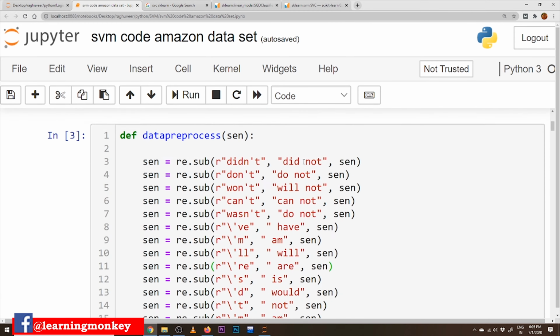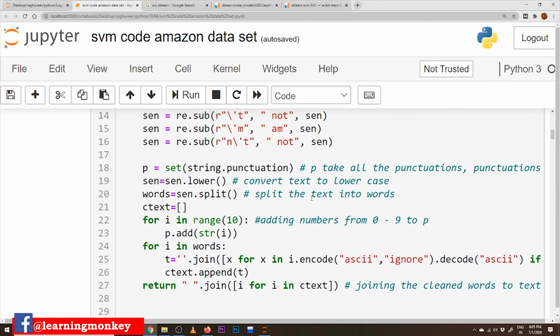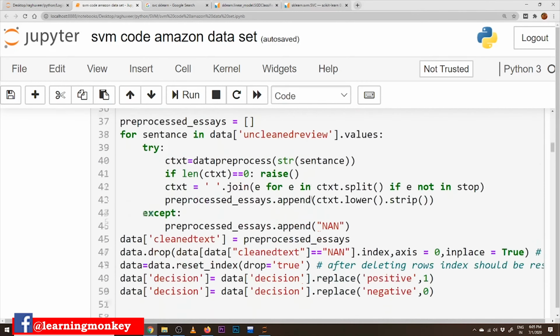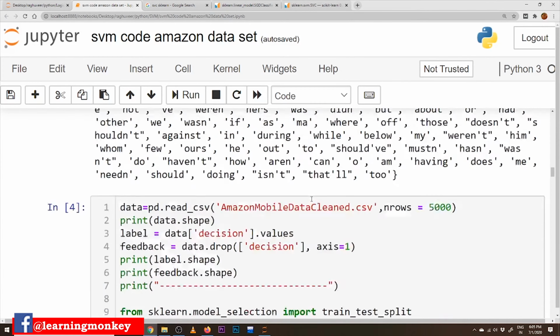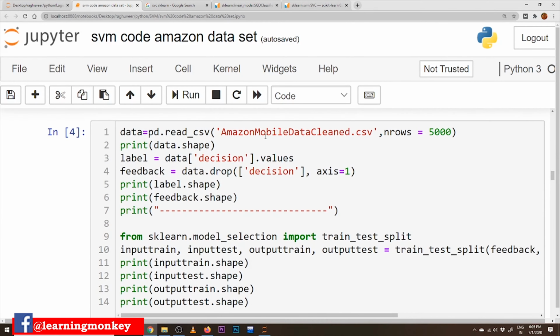Coming to support vector machine coding on the Amazon mobile dataset, the first 5 blocks of the code are on data preprocessing. We discussed this previously. After data preprocessing we converted our data into the Amazon mobile data cleaned.csv file.